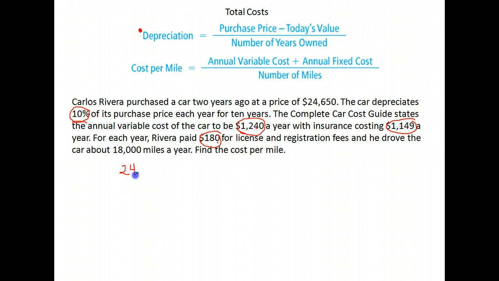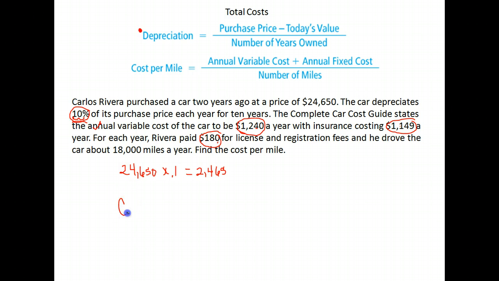So we start with $24,650 and we multiply that by 10% or 0.1. Remember to move the decimal 2 places to the left. Okay, so this is for each year. It depreciates $2,465. Now, if these costs are the same every year, the cost per mile the first year is going to be the same as the cost per mile the second year. So let's just calculate for 1 year what the cost per mile is.